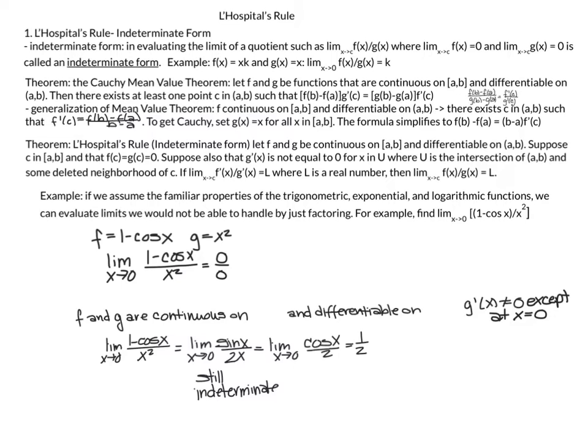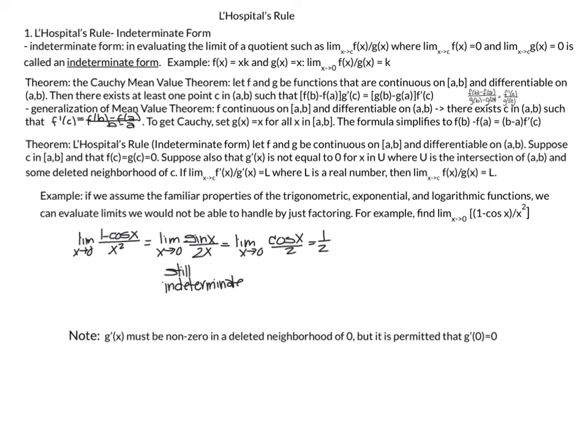So I can take the derivative, so the limit of 1 minus cosine of x over x squared is equal to the limit, taking the derivative of the top, I will get sine of x, and the derivative of the bottom, I get 2x. And you can see when I plug in x equals 0, I still get an indeterminate form. But both of these functions are also continuous and differentiable, and g prime of x here is not equal to 0 at all because it's just equal to 2. So I can again apply L'Hopital, and I have cosine of x over 2, and as x approaches 0, that will give me 1/2.